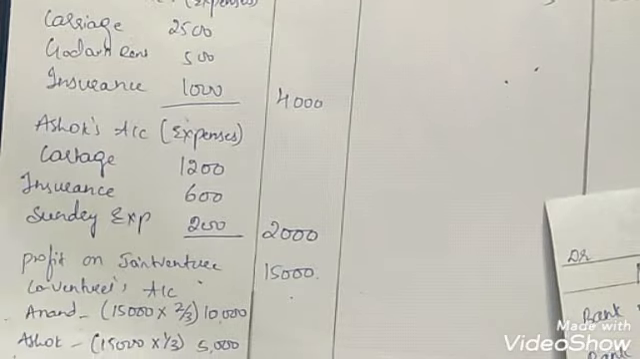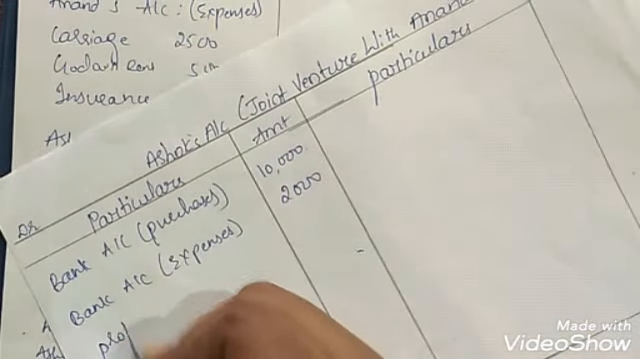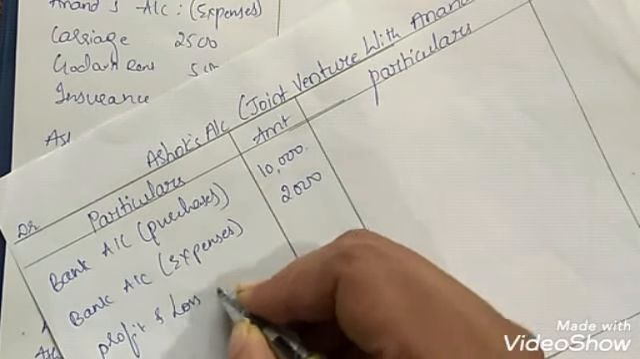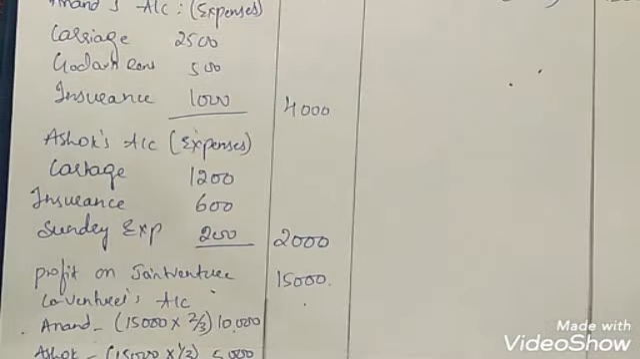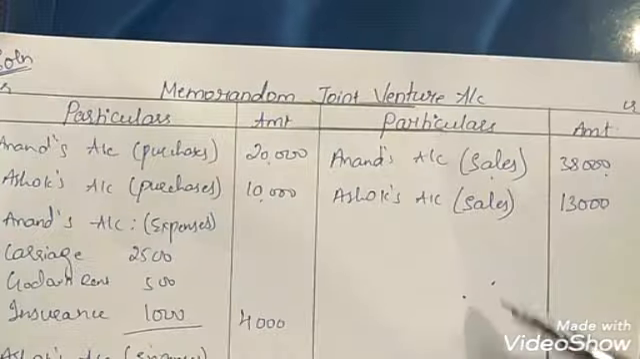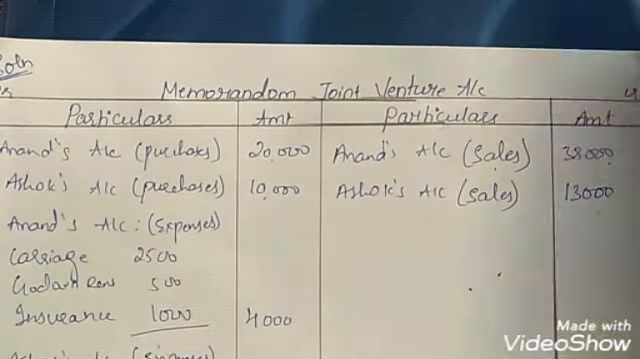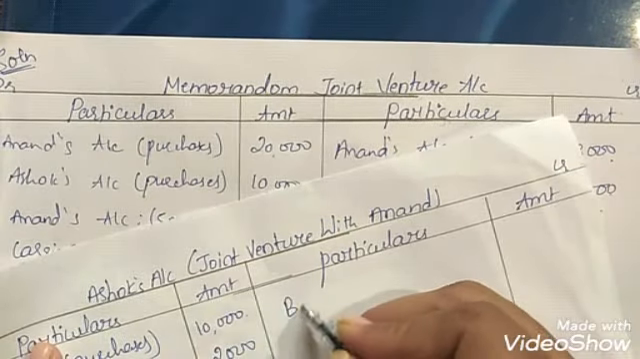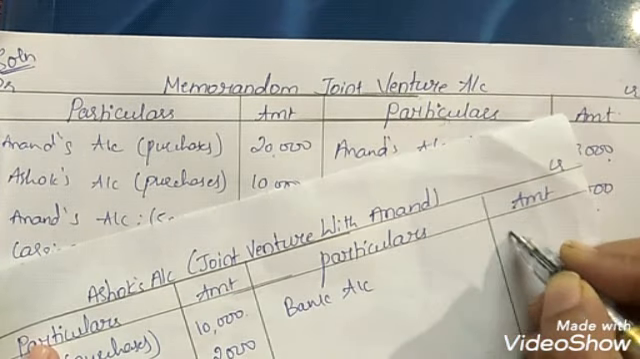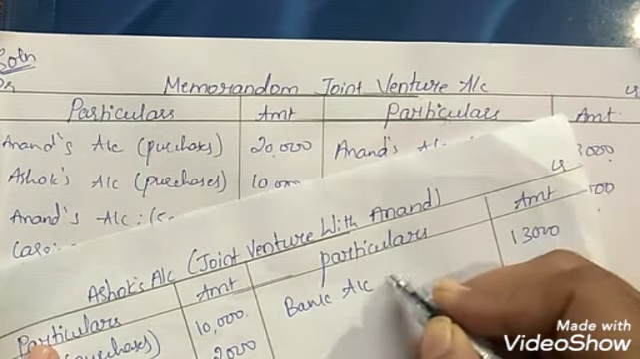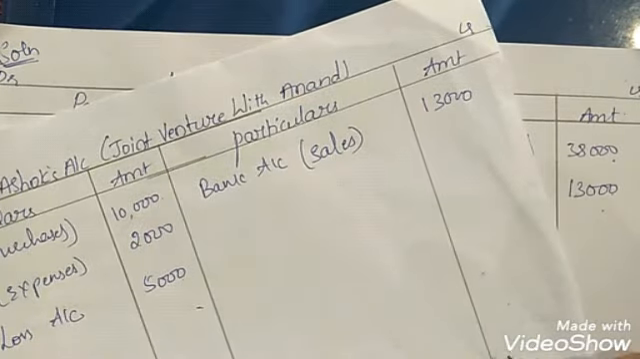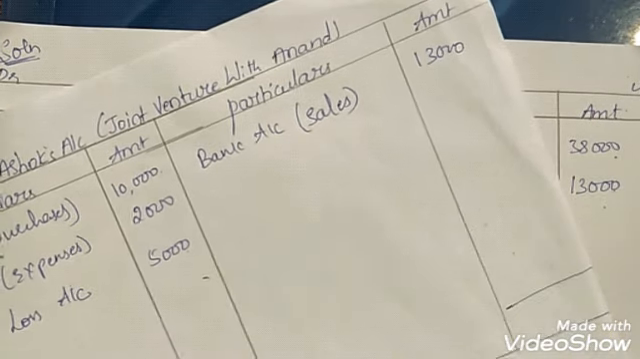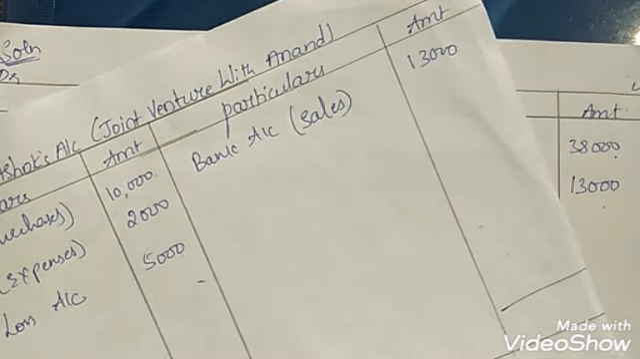Then we have profit for Ashok, right? Again on the debit side. So take it here as profit and loss account, 5,000 rupees as profit. Clear? On the credit side, we have Ashok's account for sales, rupees 13,000. So here take it on the credit side as bank account, rupees 13,000. In bracket you can mention sales, okay? Now total, okay? So here total and check on which side the balance is more, okay?